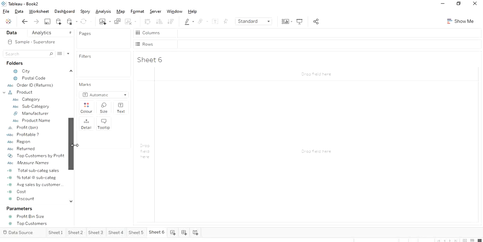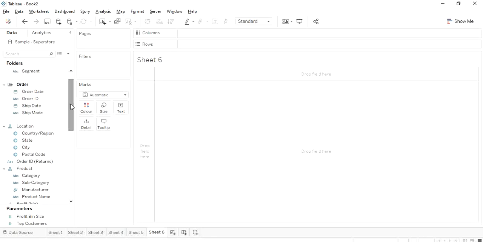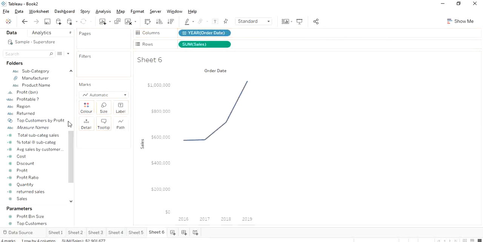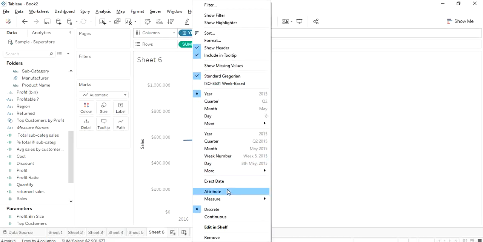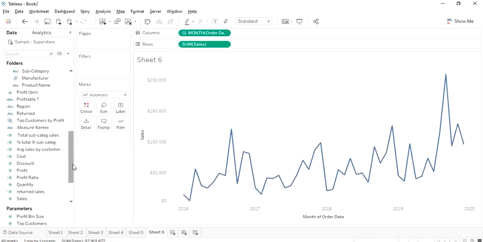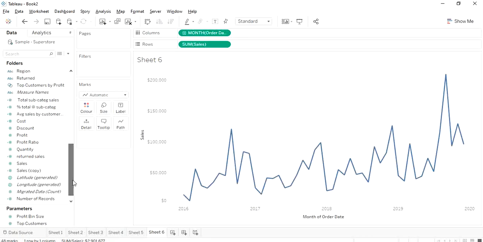a line chart. So let me bring that order date and sales. You get this line chart, and let me go by this month. Okay, this is your monthly chart.